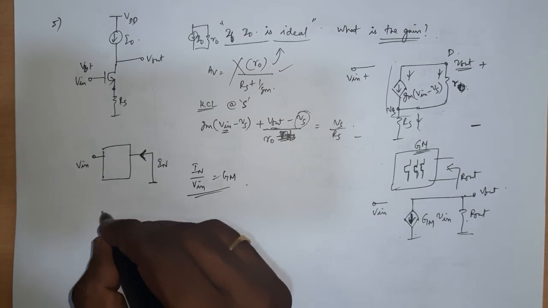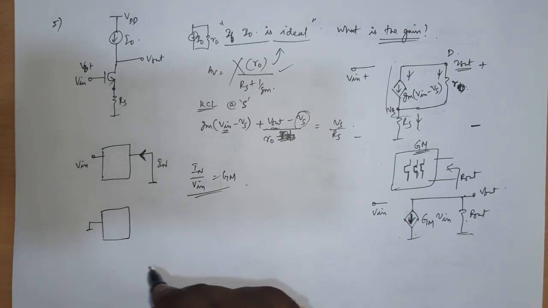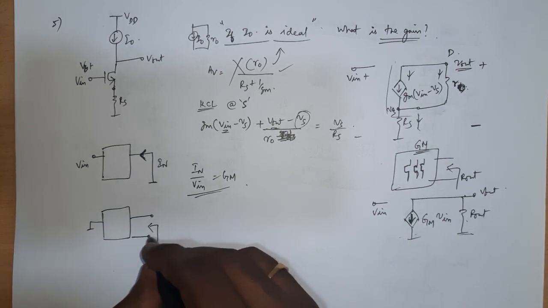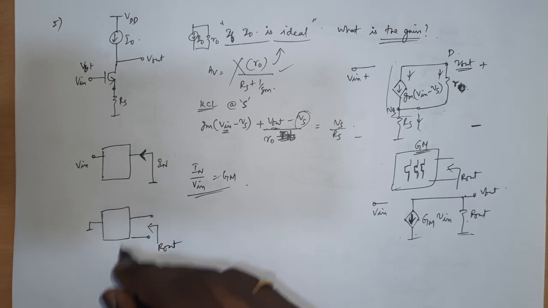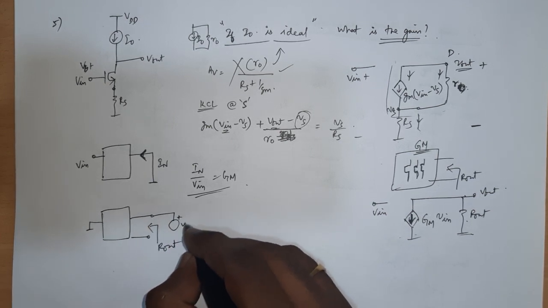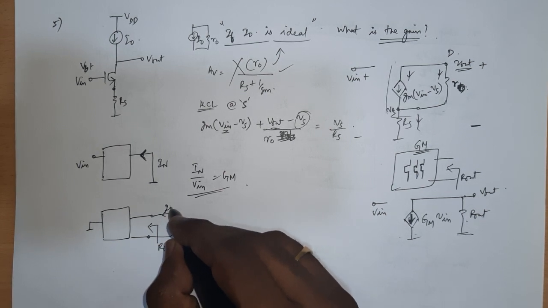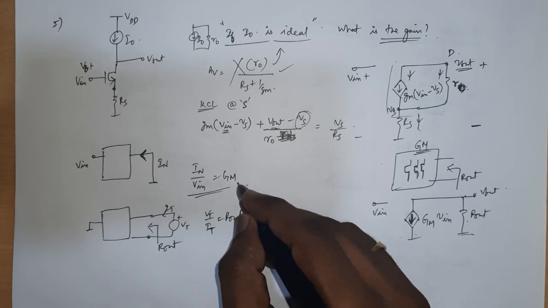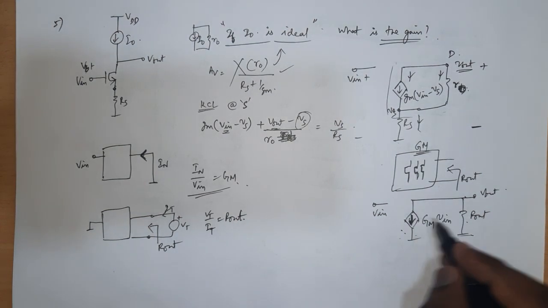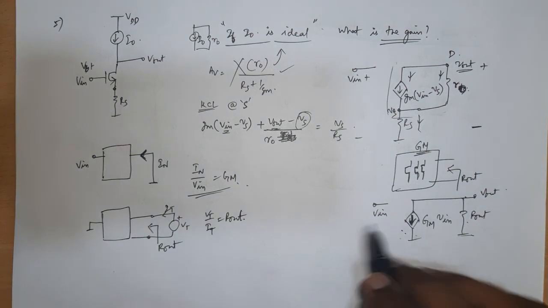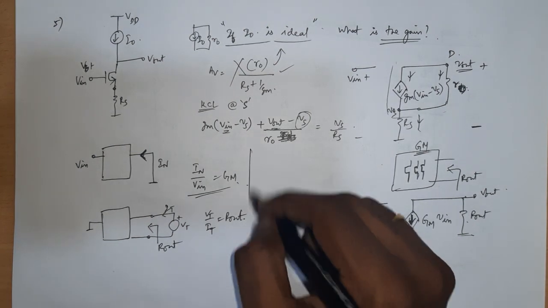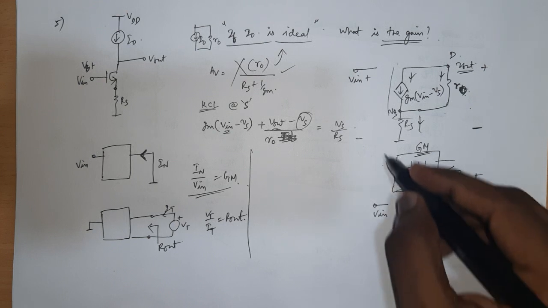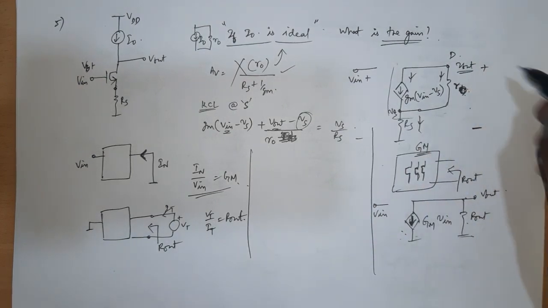Then take the same box, short the input node, basically deactivate the supply, and look at things from the output node to calculate Rout. This you have done multiple times. You supply some test voltage V test and measure I test, and V test by I test gives you Rout. Once you know these two values, you can substitute in this circuit equivalent and always arrive at the answer. So if you do this for this particular configuration, let me tell you what you will get.